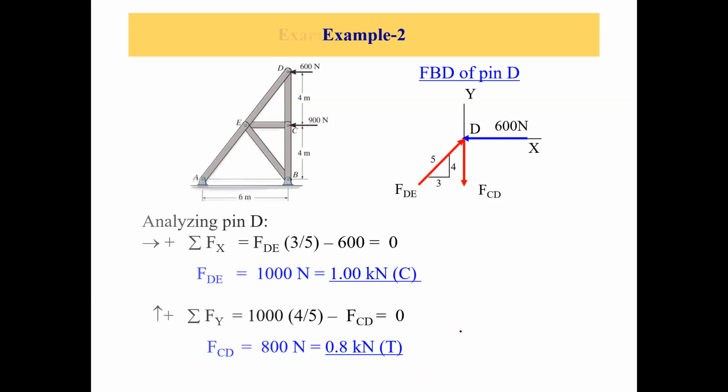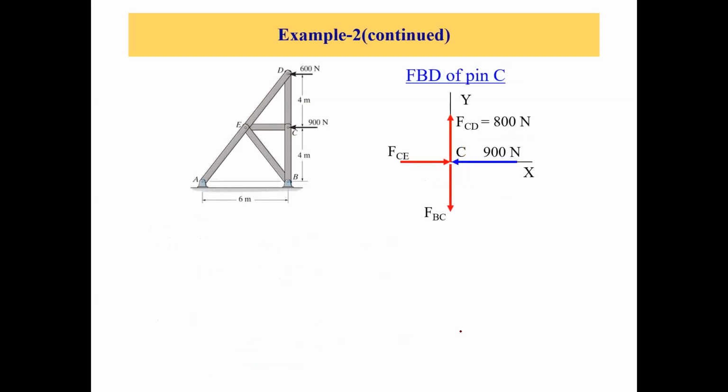But we still have more members, right? So let's go to joint C. Why joint C? Because there were 3 unknowns at joint C, but we are already done with this member CD. So we are left with 2 unknown member forces, which we can solve, right? Okay, so let's make the free body diagram of joint C.